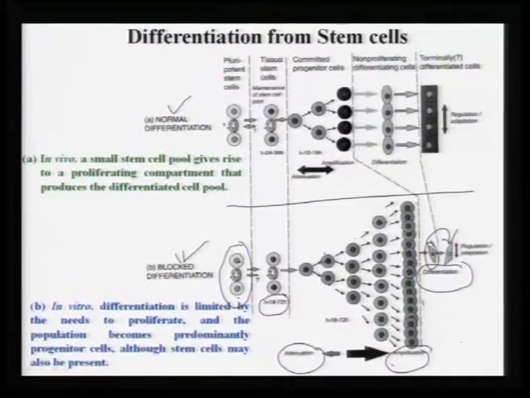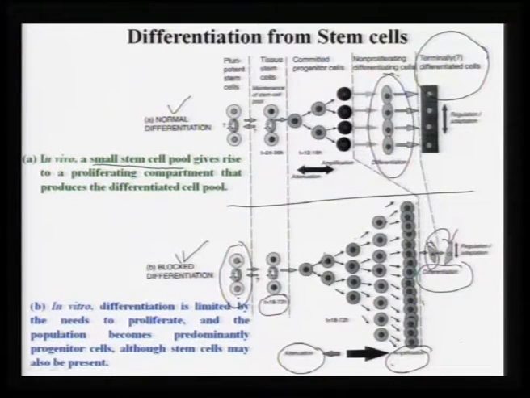In the normal differentiation case, it's a small stem cell; as I said, the stem cell is the primary cell. Now, this small stem cell gives rise to a proliferating compartment that produces the differentiated cell pool. So, this is the case for the non-proliferating differentiating cells. Non-proliferating means they are not proliferating, but they are just differentiating. And here this one is called terminally differentiated cells, where it is almost at the terminal stage and cannot be differentiated any further.